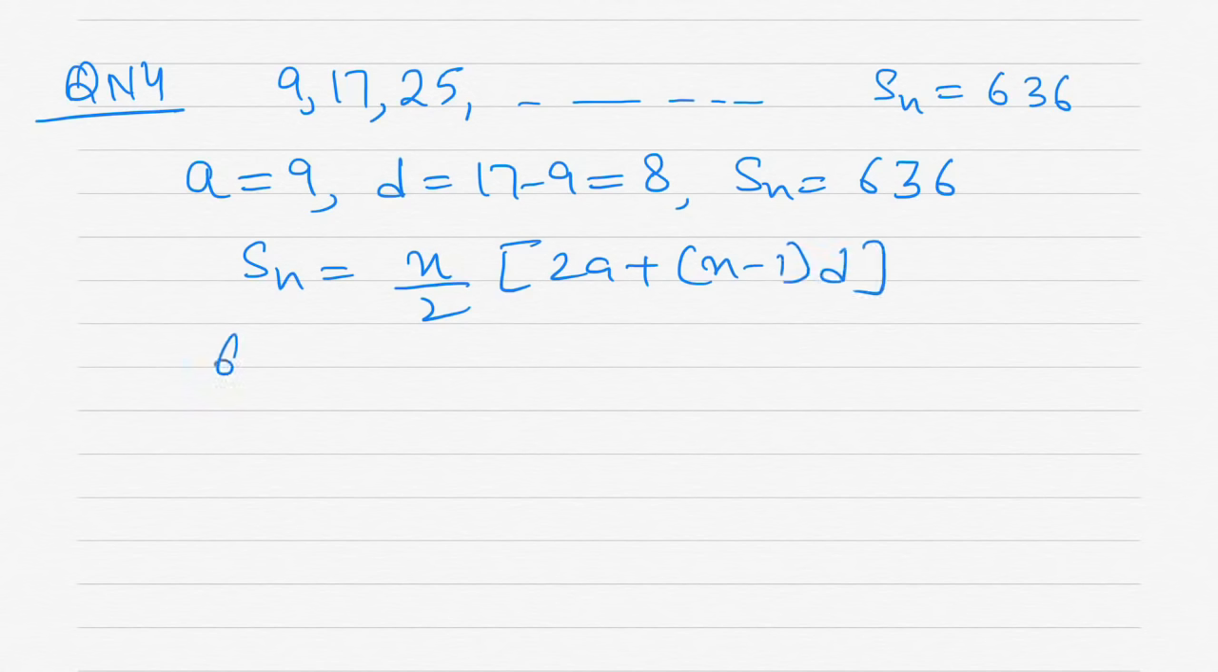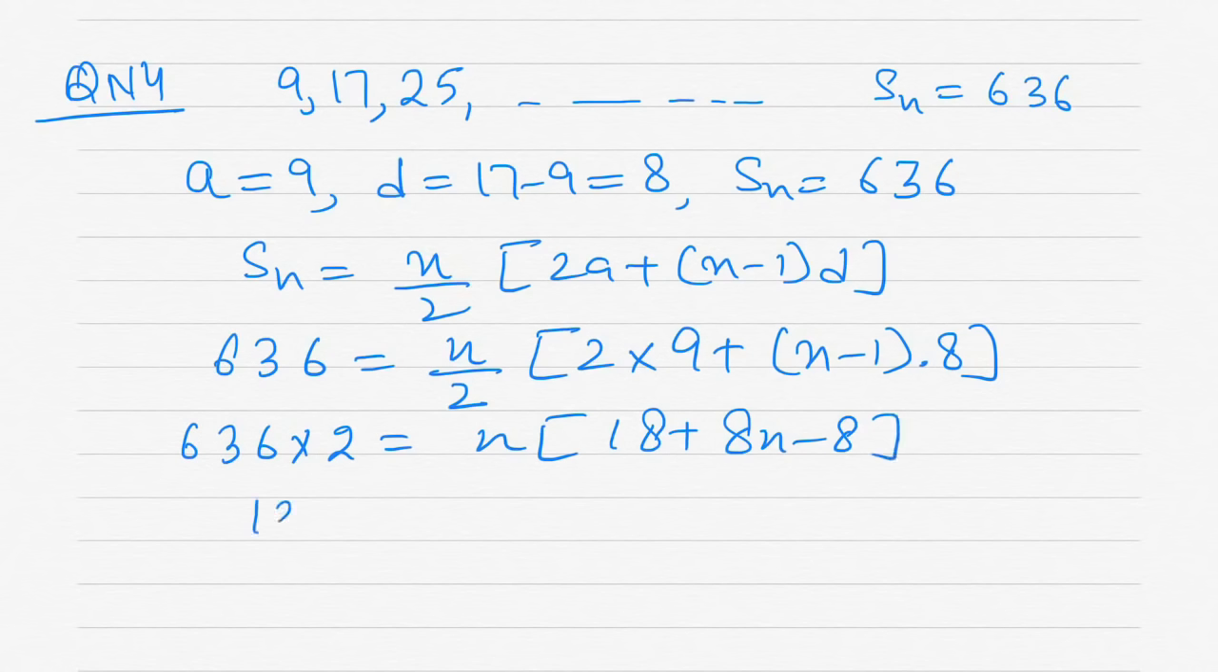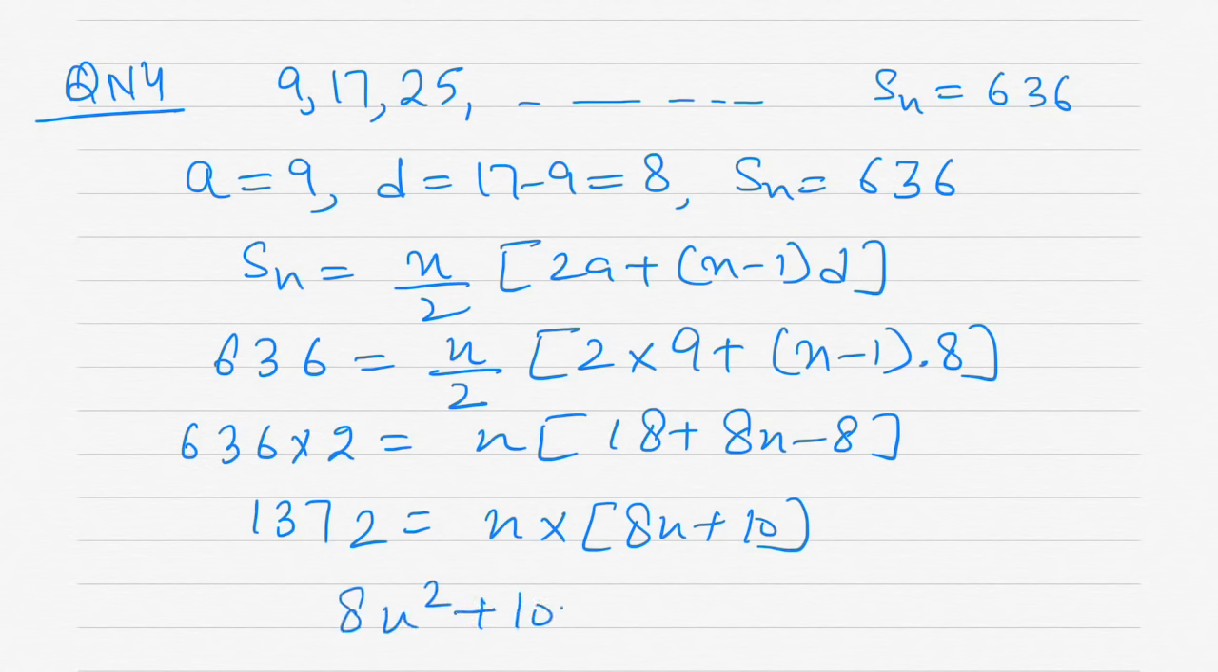Sn is 636, equal to n by 2, n we don't know, into 2 times a, which is 9, plus n minus 1 into d, which is 8. Let us shift 2 from the right hand side to the left hand side. So we have 636 into 2 is equal to n into 18 plus 8n minus 8. So we have 1272 is equal to n into 8n plus 10. So the equation becomes 8n square plus 10n minus 1272 is equal to 0.